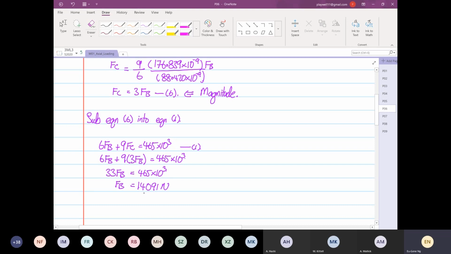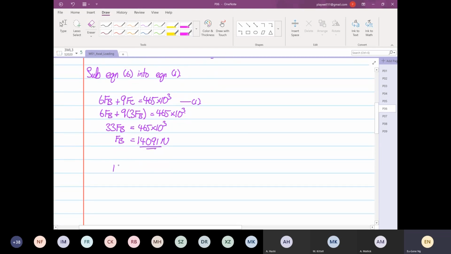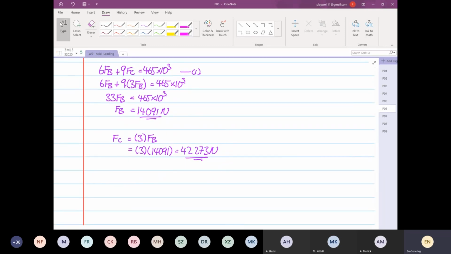14091 Newton. Okay. And then now you can find FC will be equal to 3 times your FB, right? So this will be equal to 3 multiplied by 14091, and the outcome will be 42273 Newton.